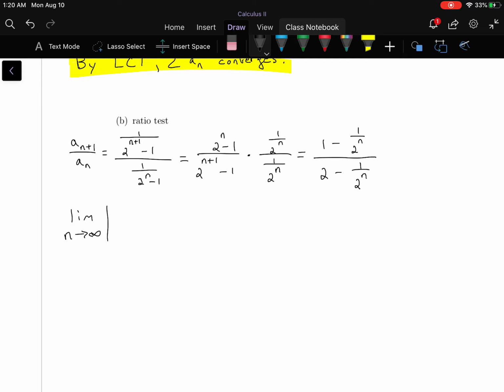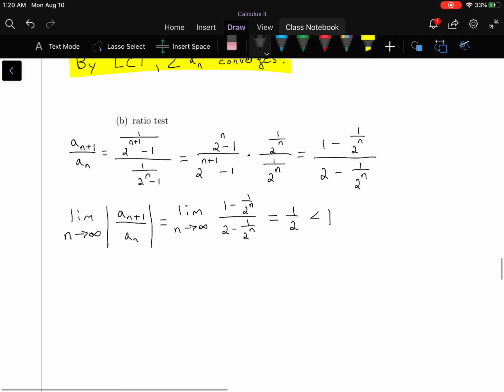And the ratio test is looking at the absolute value of a_(n+1) over a_n. There's no negative sign, so this is the limit as n goes to infinity of (1 minus 1 over 2 to the n) divided by (2 minus 1 over 2 to the n). And this comes out to 1/2, which is less than 1. I'm pointing that out because the ratio test says that if it's less than 1, which it is in our case, then we have absolute convergence.